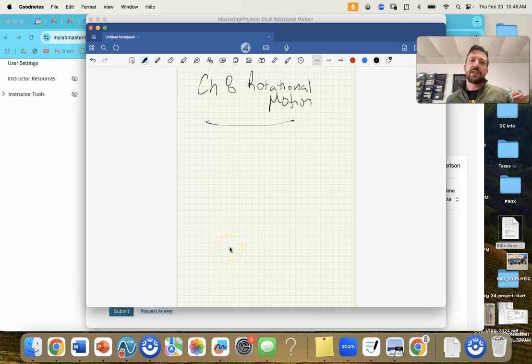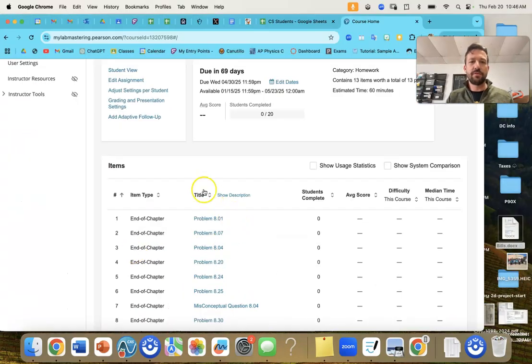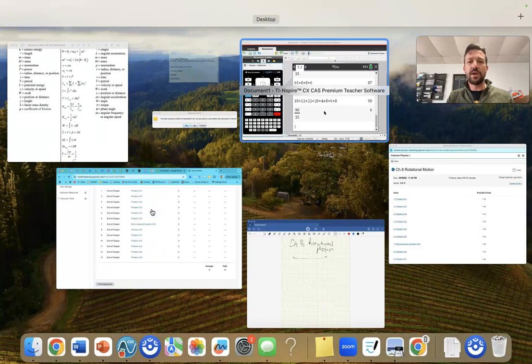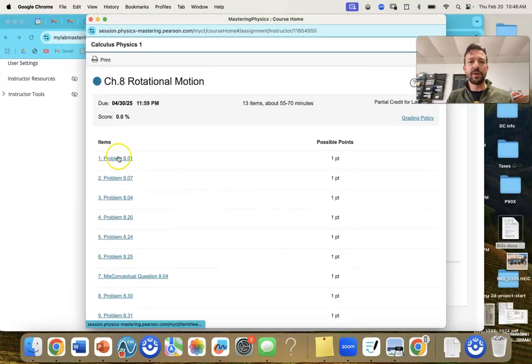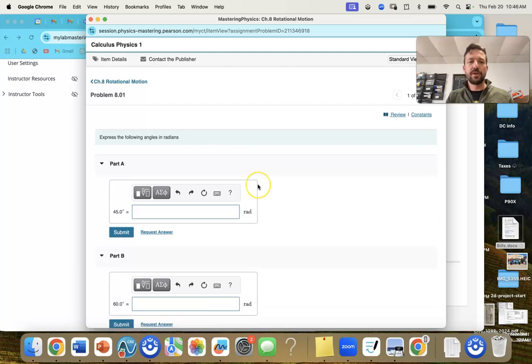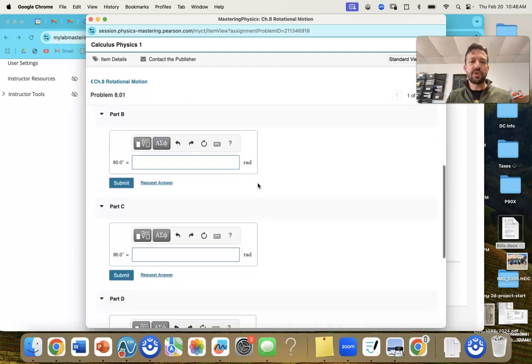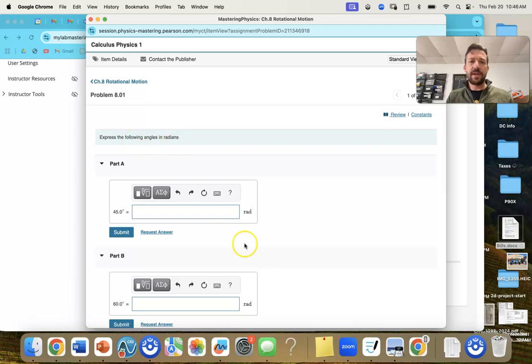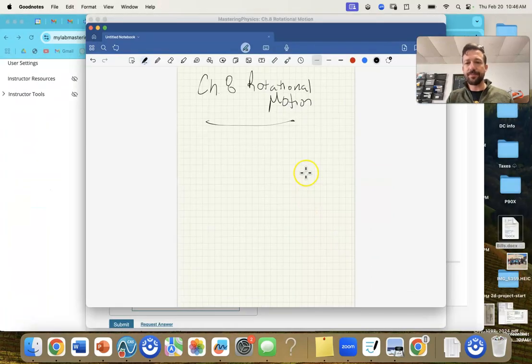Okay, fellas, today is the Chapter 8 Rotational Motion walkthrough. So let's just start on the first question. You have 13 questions on this homework. Let's open it up. Okay, so the first one just has a bunch of angles, and it says convert them into radians, right?